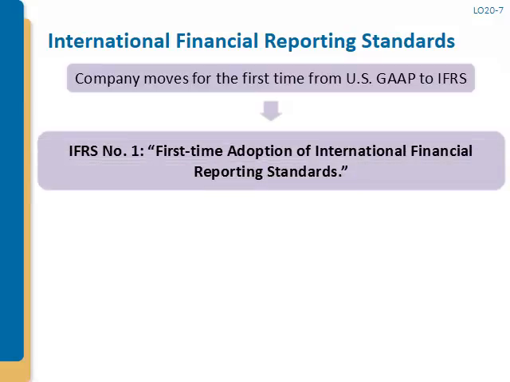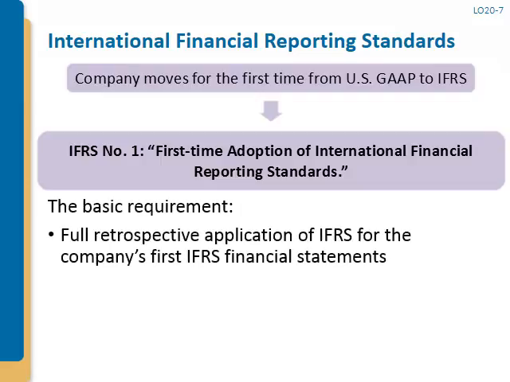In previous chapters, we discussed the possibility that U.S. companies will be required or may choose to switch from U.S. GAAP to International Financial Reporting Standards. When a company moves for the first time from U.S. GAAP to IFRS, it should follow the requirements of IFRS number 1, First Time Adoption of International Financial Reporting Standards. The basic requirement is full retrospective application of IFRS for the company's first IFRS financial statements.